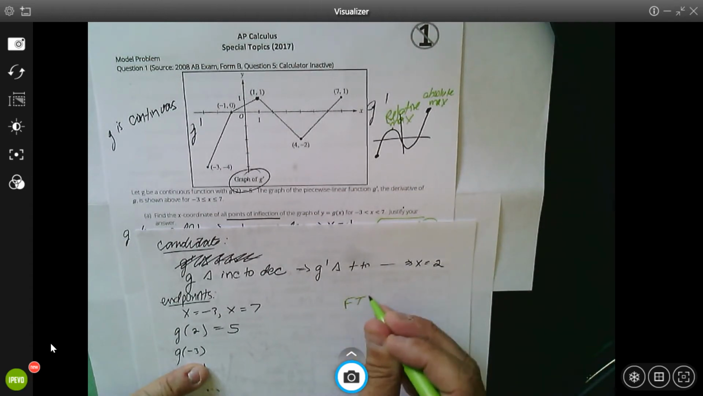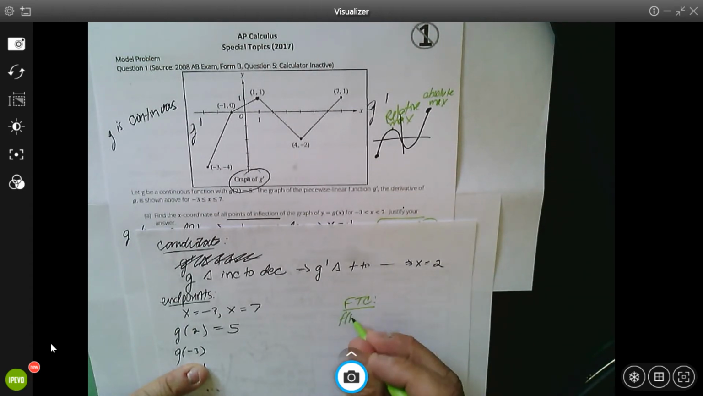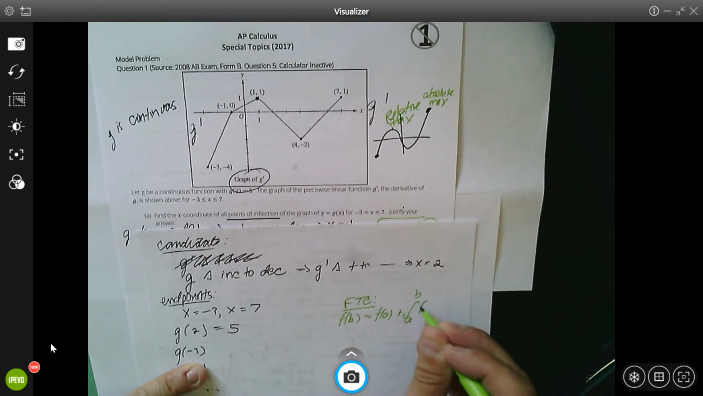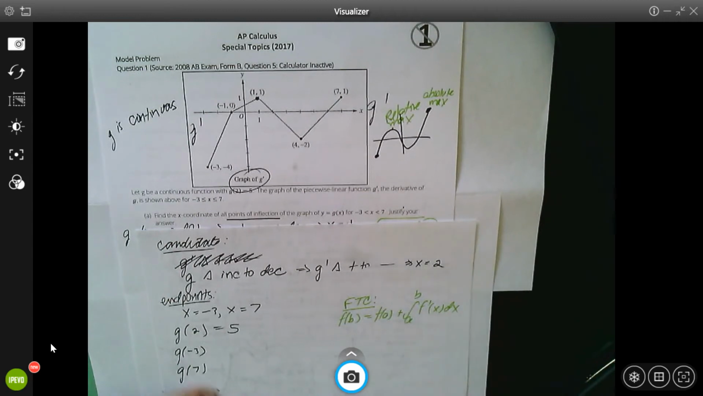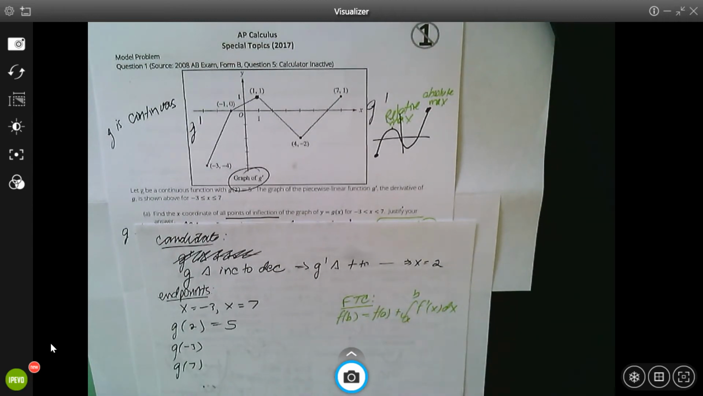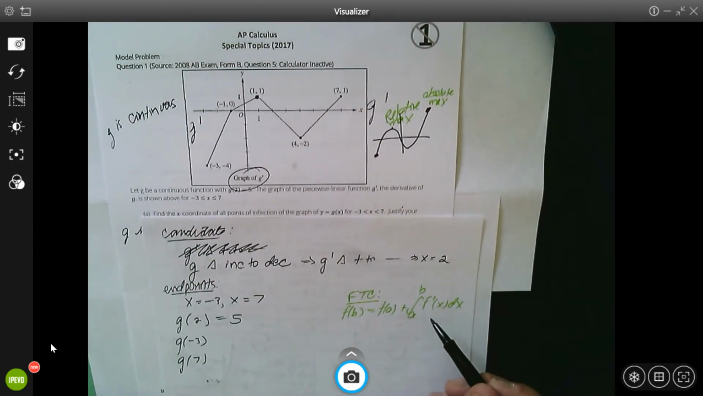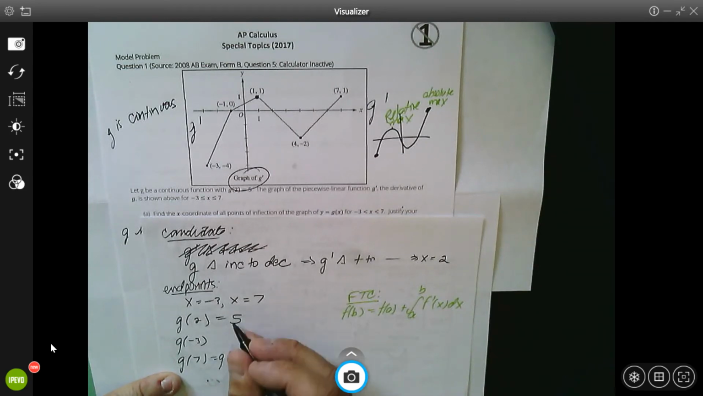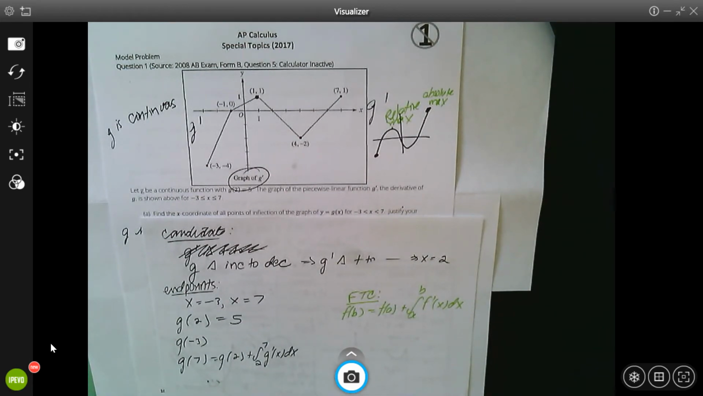Okay, the FTC says that f of b equals f of a plus the integral from a to b of f prime of x dx. That's your fundamental theorem of calculus. If we apply the fundamental theorem of calculus here, that says that g of 7 is going to be g of 2, the point that I know, plus the integral from 2 to 7 of g prime of x dx. Well, what's g of 2? g of 2 is 5.